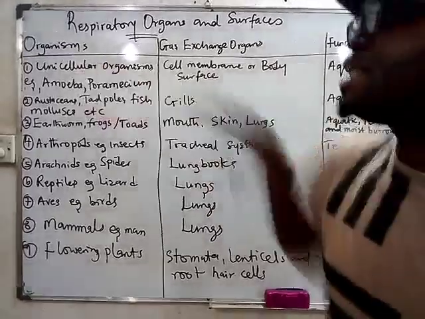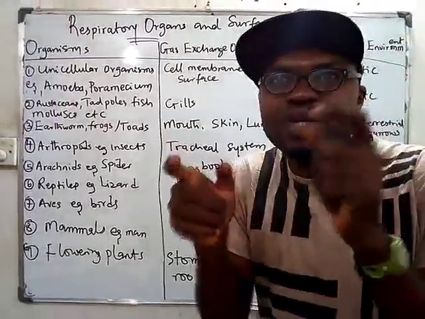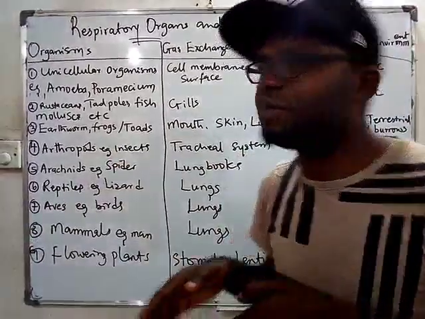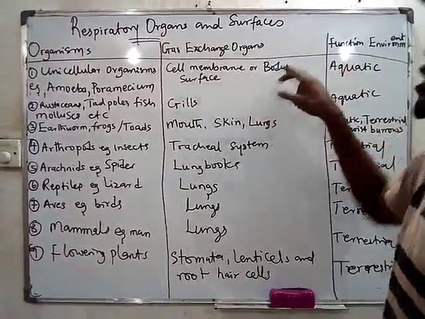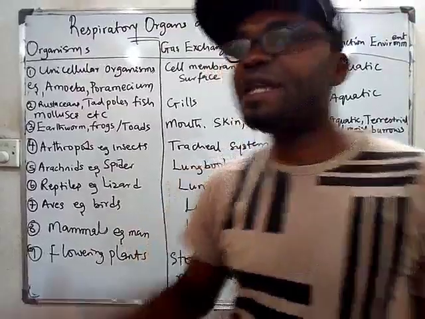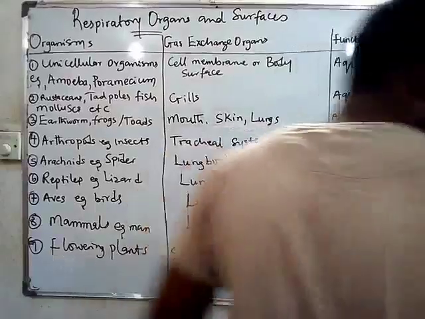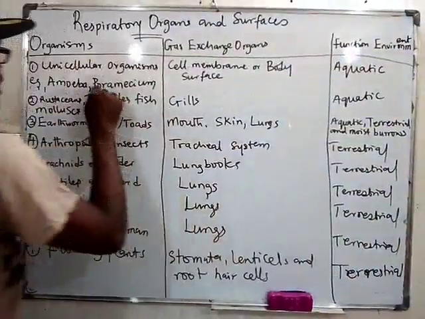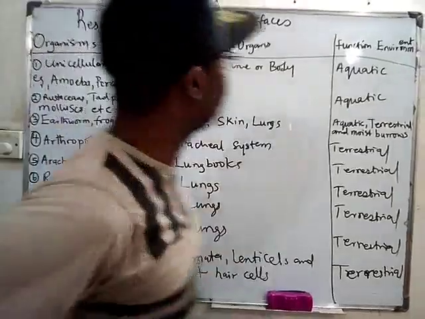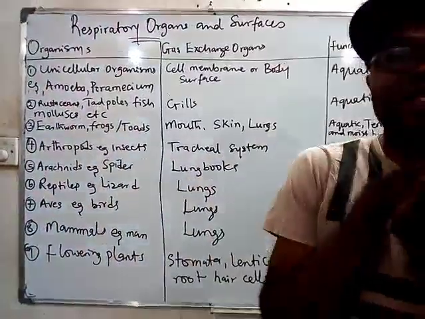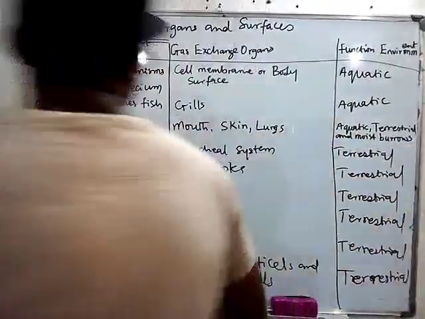Then unicellular organisms are organisms that are made up of one cell. They are very small. They are microscopic. You can only see them using a microscope. What do those ones use for respiration? Mostly they are aquatic. They use cell membrane or body surface. Examples of those unicellular organisms are amoeba and paramecium. Both of them use cell membrane or body surface, because they are very small. So they use the whole of the cell membrane, body surface, to respirate. So very, very important.